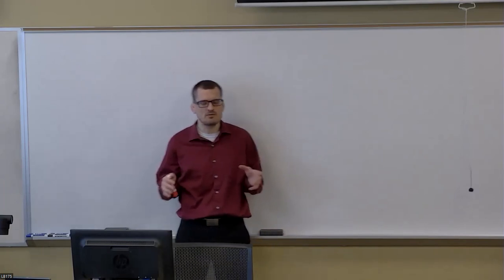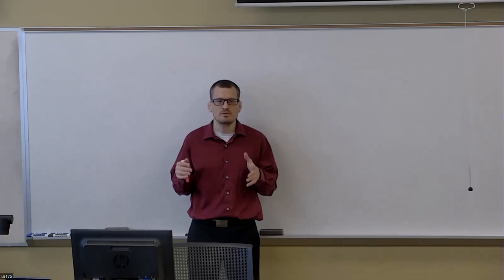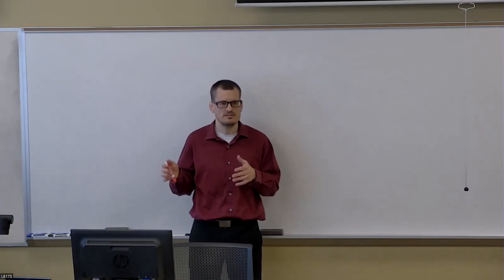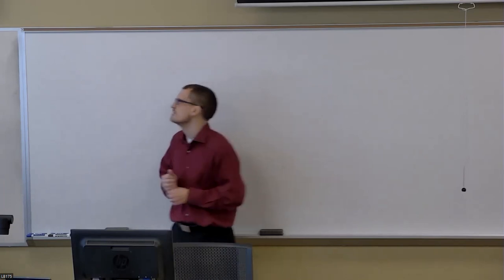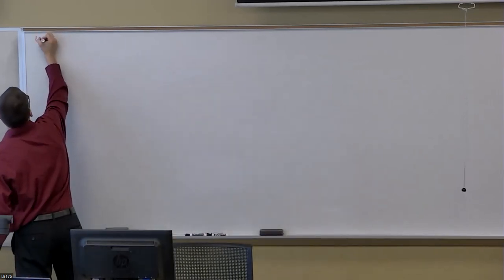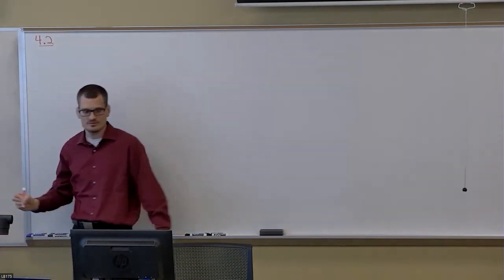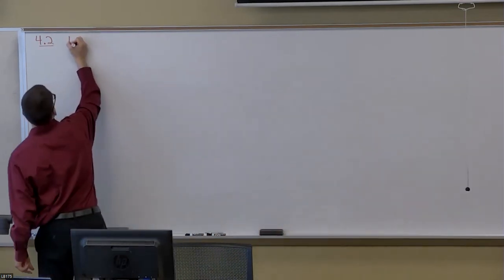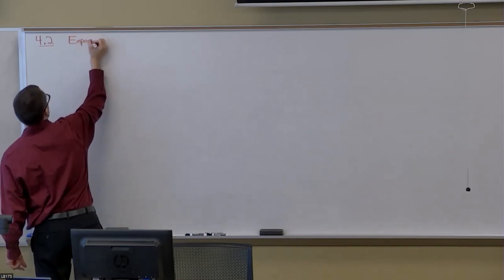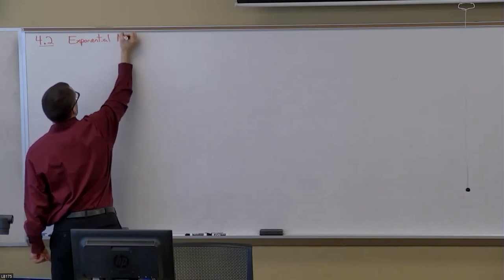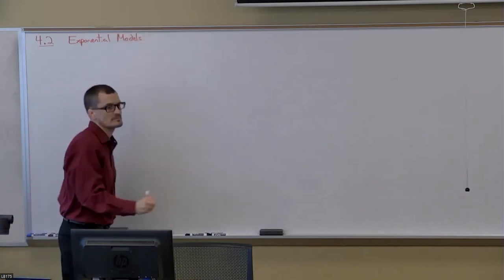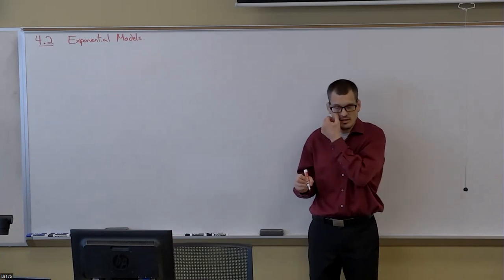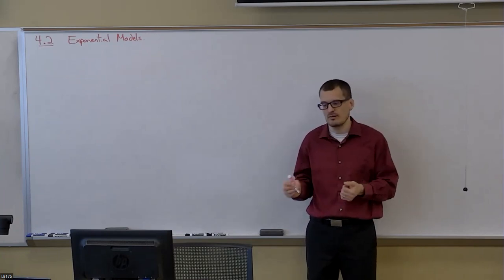Now, the end of 4-1 and the beginning of 4-2 are basically the same thing. So I'm just going to call this all 4-2, all right? But note that the end of this comes in 4-1. So the end of 4-1 is the same as the beginning of 4-2. So 4-2 is called exponential models. So these are mathematical models that we can use to solve problems.